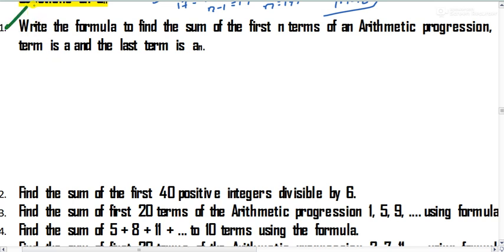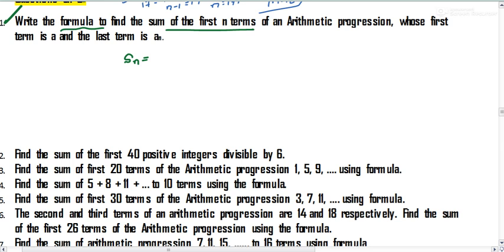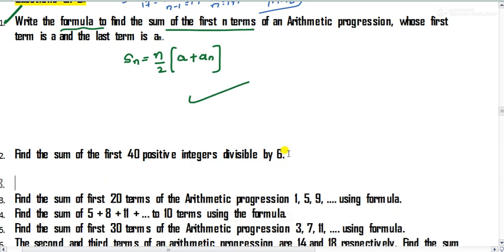What is the answer for this question? Yeah, that's all. They have asked only to write the formula to find the sum of first n terms. So Sn of an AP whose first term is a and last term is an, the formula is Sn is equal to n by 2 into (a plus an). That's all. It's easy, right? So that is a 1 mark question.